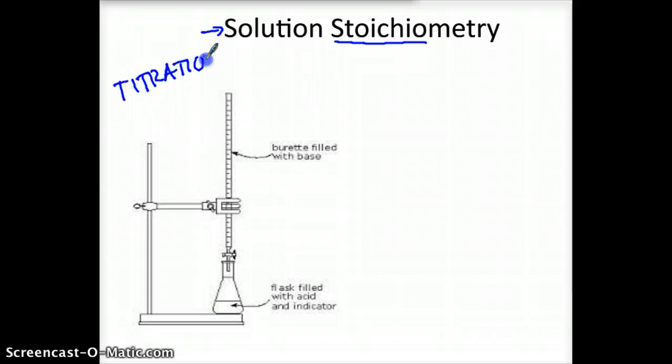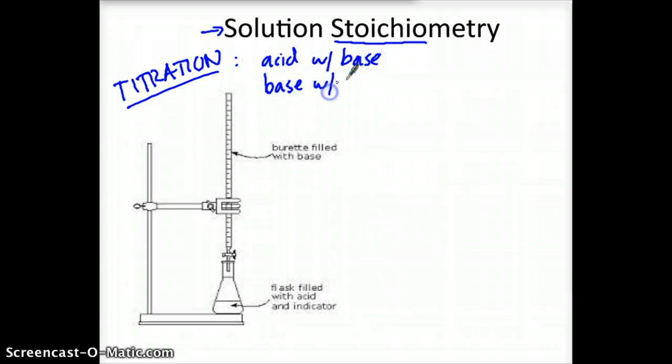So again, the purpose of a titration is usually to determine the concentration of some substance by titrating it with another substance. And usually, we can do that by determining the concentration of an acid with a base, or we can do it the other way by determining the concentration of a base with an acid. Either way, the stoichiometry of it all is going to be the same.